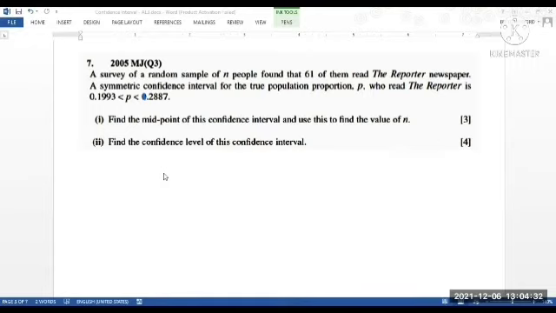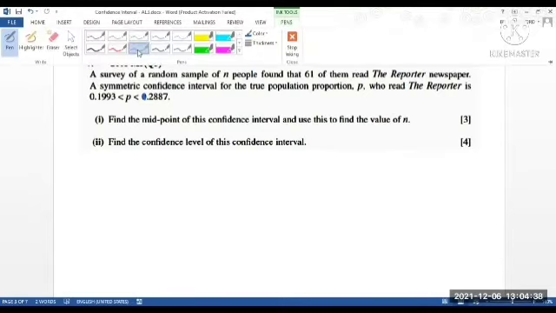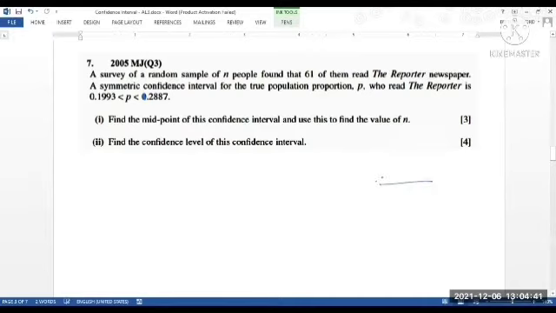So basically the question given over here has got both the limits, the lower limit and the upper limit. So let's think that this is the population proportion P here, and we have a lower limit here 0.1993 and an upper limit of 0.2887. Now this is the keyword in this question saying symmetric confidence interval, which means the confidence interval is symmetric. So they are leading us to the answer by asking us to find the midpoint of this interval and use this to find the value of n.